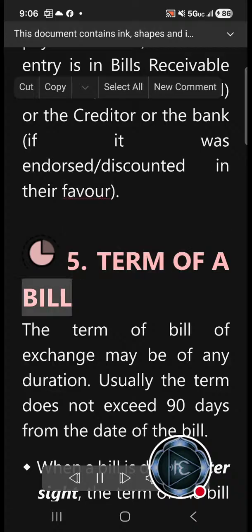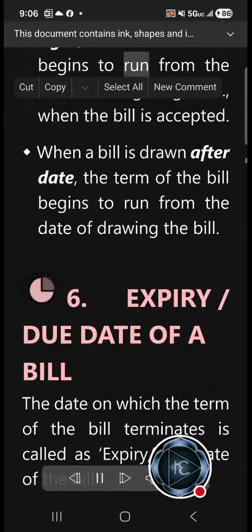5. Term of a bill. The term of a bill of exchange may be of any duration. Usually the term does not exceed 90 days from the date of the bill. When a bill is drawn after sight, the term of the bill begins to run from the date of sighting, i.e., when the bill is accepted. When a bill is drawn after date, the term of the bill begins to run from the date of drawing the bill.